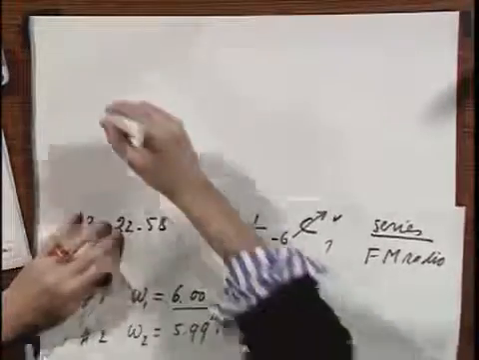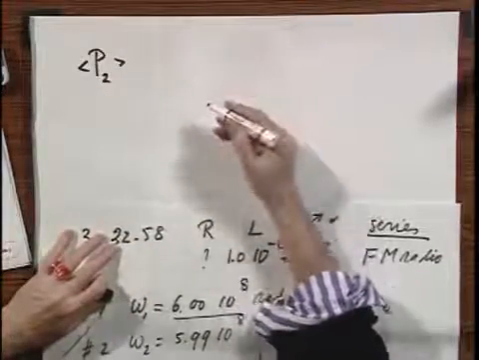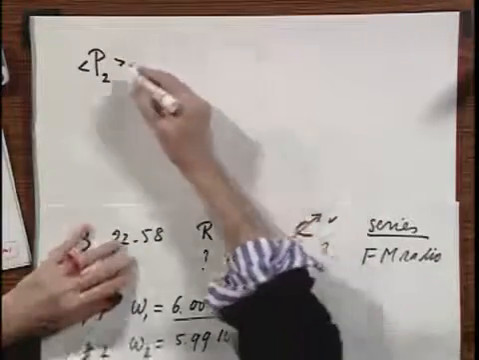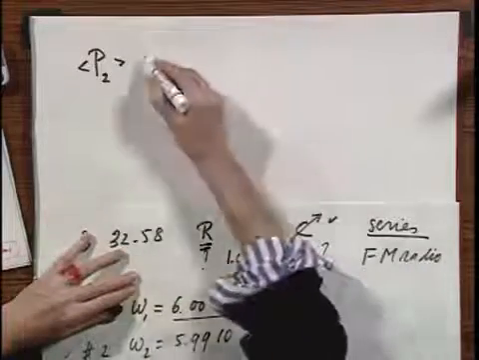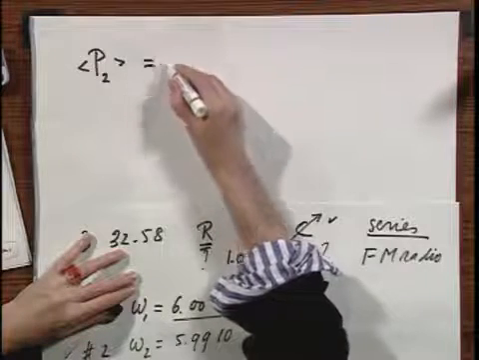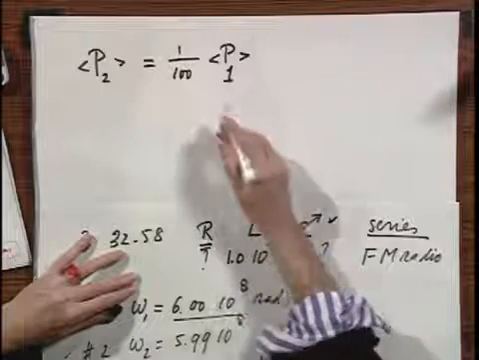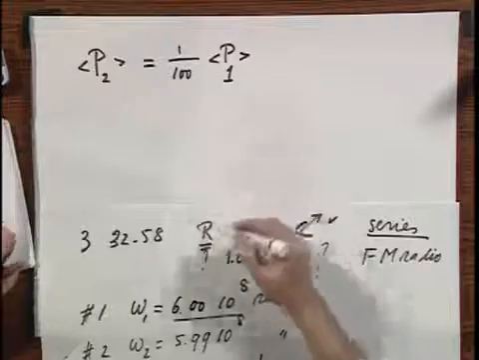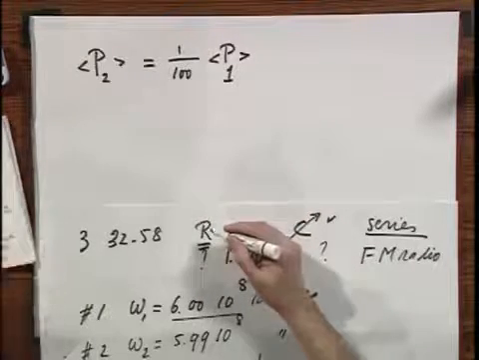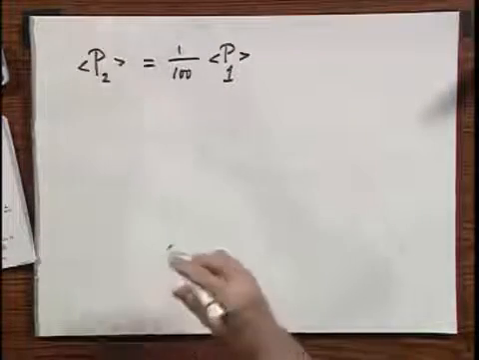But now we're also told that the mean power that's coming from the second station delivered to the resistor R, which is presumably the loudspeaker, is 1/100th of the mean power through a complete cycle of station number 1. And the question now is, what is R?